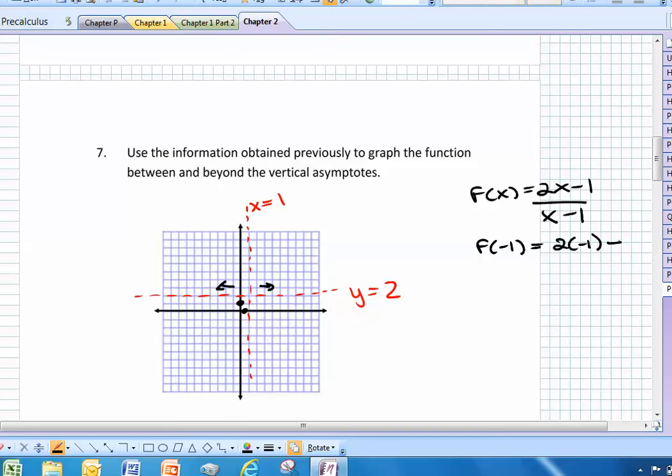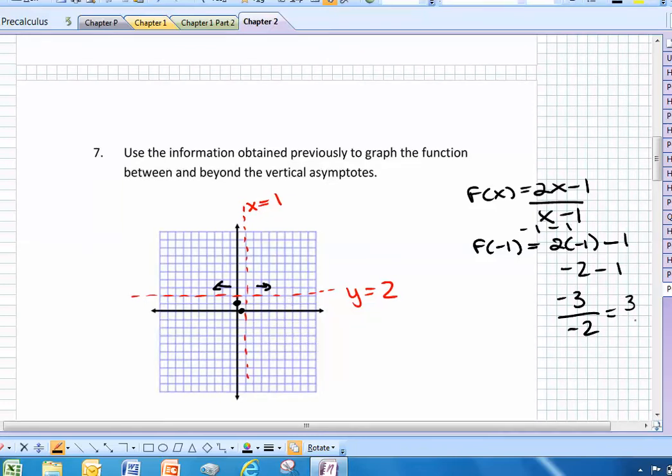So 2 times negative 1 minus 1, negative 2 minus 1 gives me negative 3. And then when I put negative 1 into the bottom here, negative 1 minus 1 gives me negative 2. So it's 3/2, or 1 and 1/2. So it's about right there. It's going to look something like that, because remember, the graphs will follow the asymptotes, but they won't touch the asymptotes. So that part of the graph looks like that.